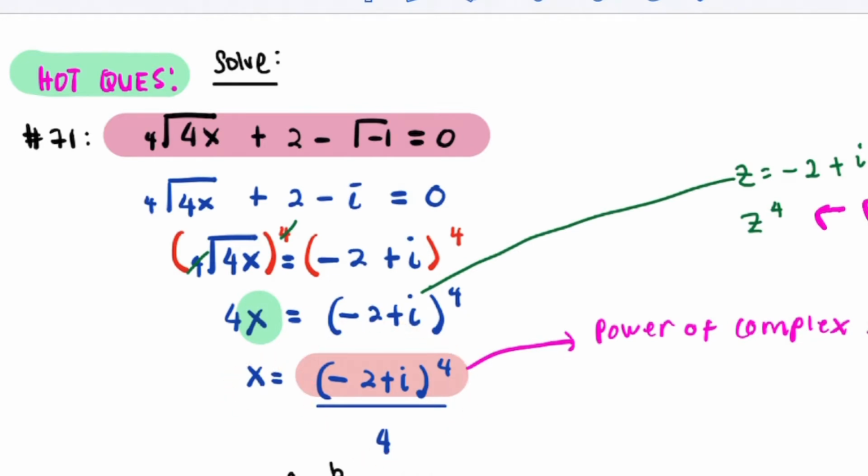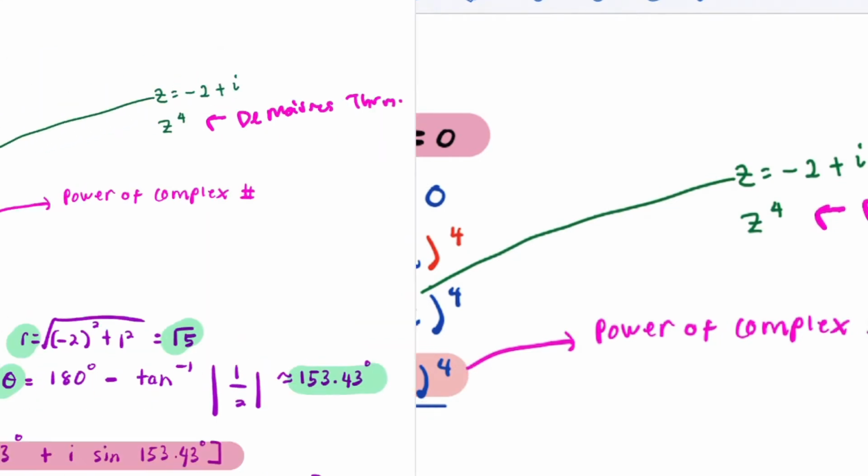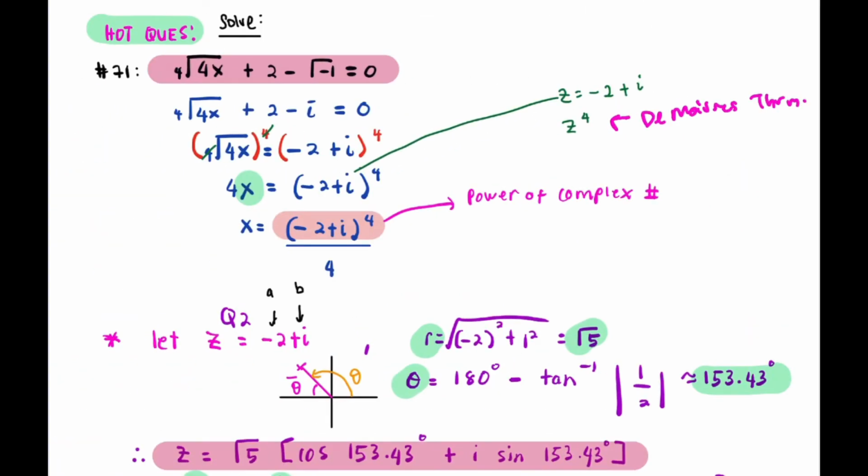So let's work out on this. Let's use power of complex number here. Just take power of 4, and then later on, the final answer, we will divide it by 4. So let's start with taking the power of complex number. This is a standard form. z is equal to minus 2 plus i. So we cannot do De Moivre's on this. We need to change this to polar form first.